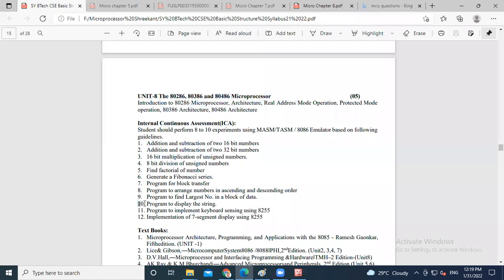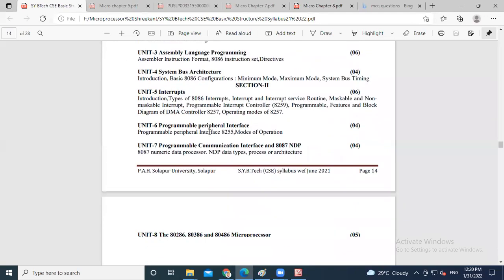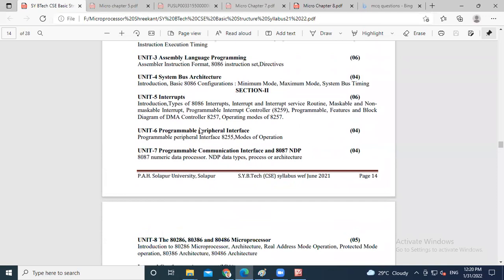In the last lab session, you did displaying a string and reversing a string. Don't worry, I will repeat program number 10 this week on Thursday. Some students are not getting output, so I will repeat it. Many of them have executed it, only a few students are still waiting. So programs 1 to 10 we have to cover in the lab session, and units 1 to 7 in the theory sessions.